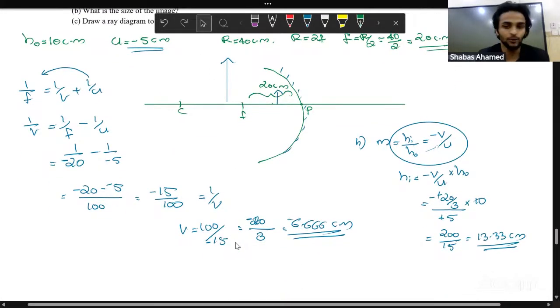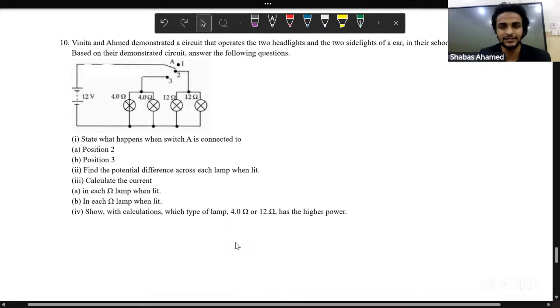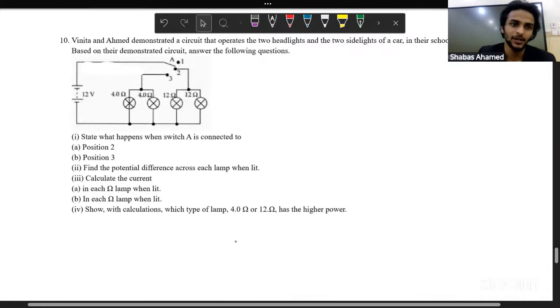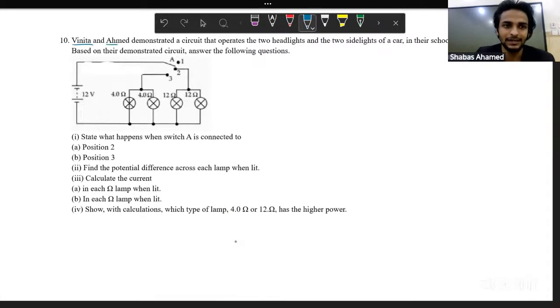Moving to the next question, the 10th question. So this is the last question. Vinita and Ahmad demonstrated a circuit that operates two headlights and two side lights of a car in their school exhibition. Based on their demonstrated circuit, answer the following questions.